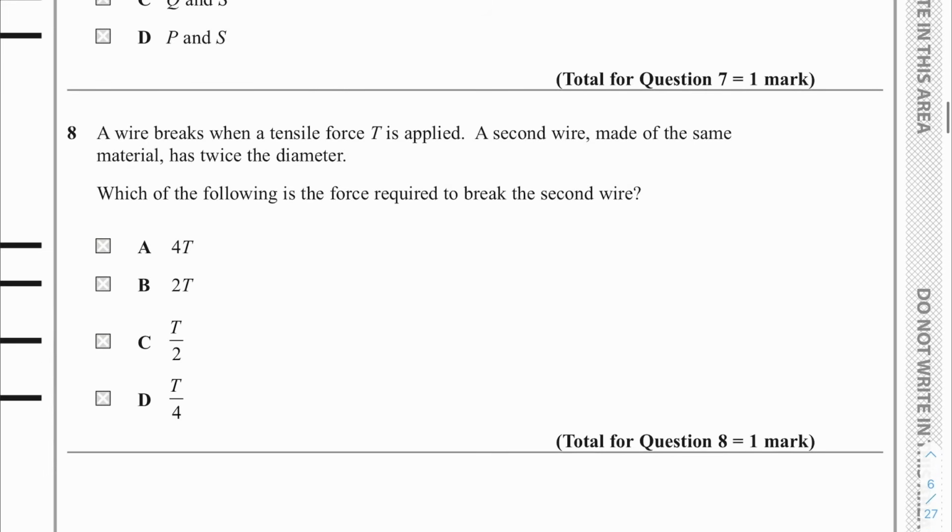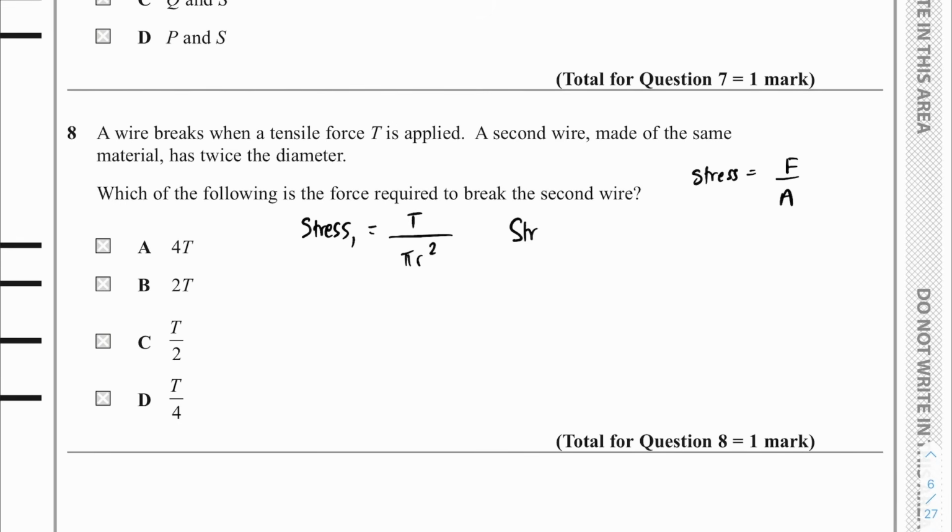A wire breaks when a tensile force T is applied. A second wire made of the same material has twice the diameter. Which of the following is the force required to break the second wire? So first, let's write down the formula. We know stress equals force over area. In this case, we know the force is T, right? So for the first one, I'm just going to say stress 1. We know it's T all over the area, which is pi r squared.